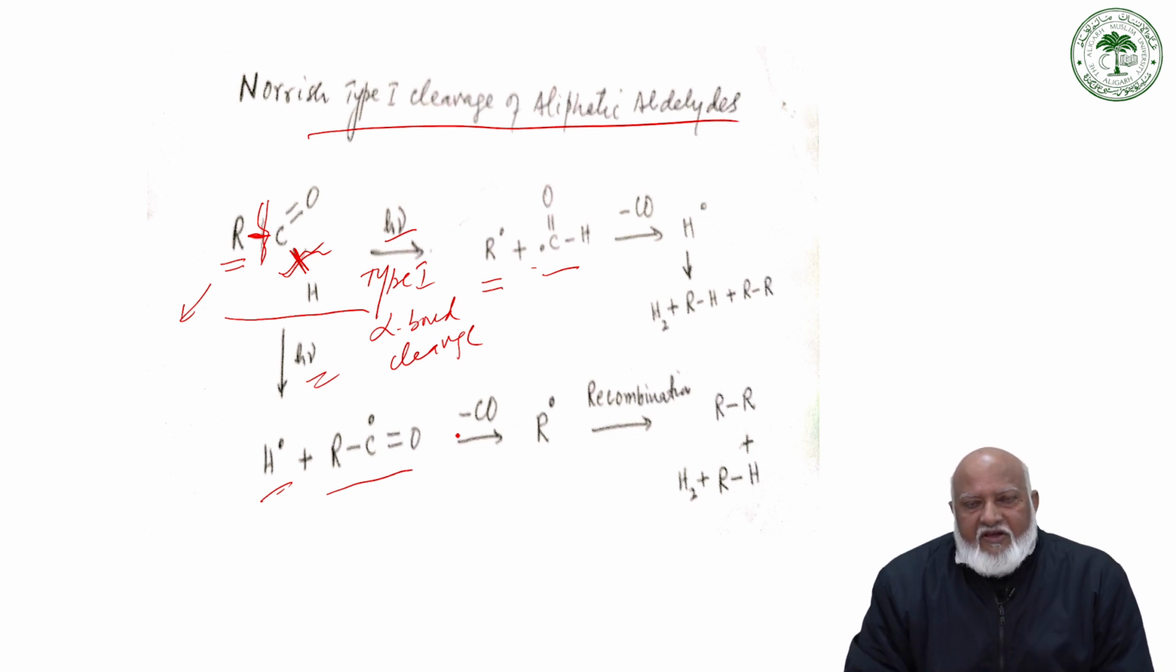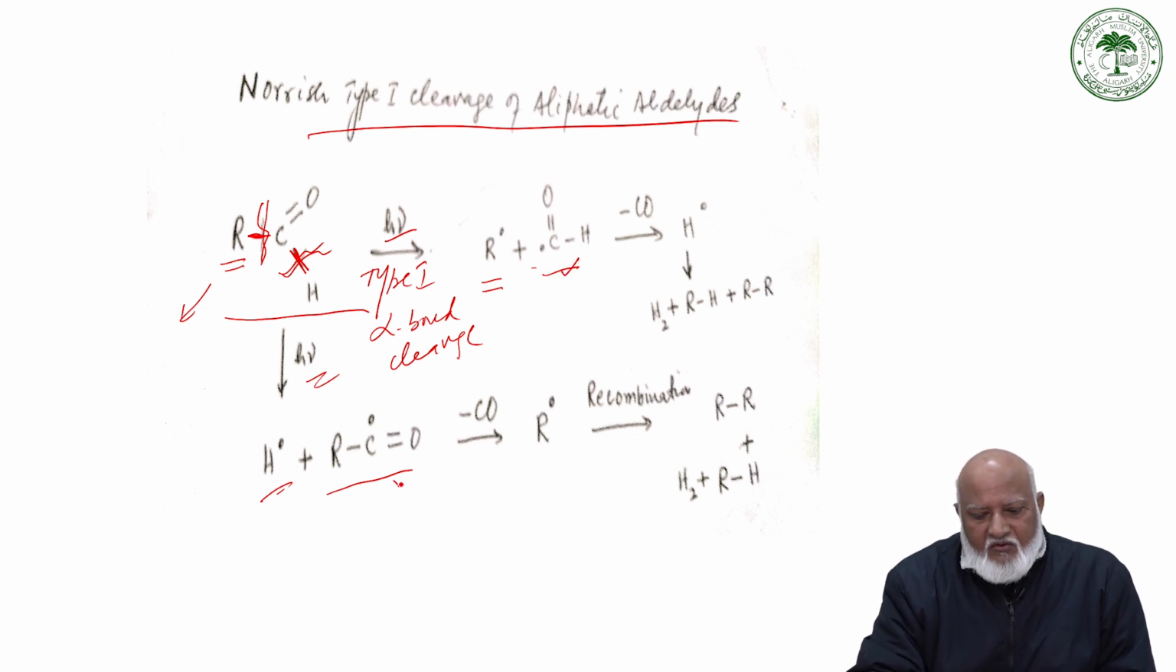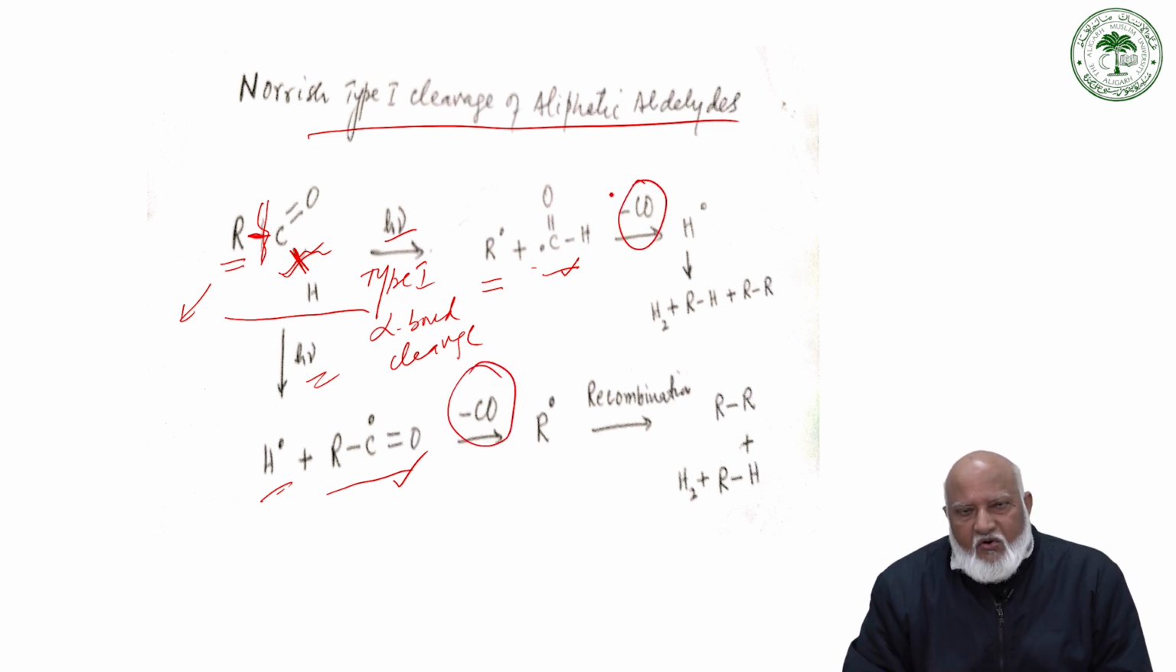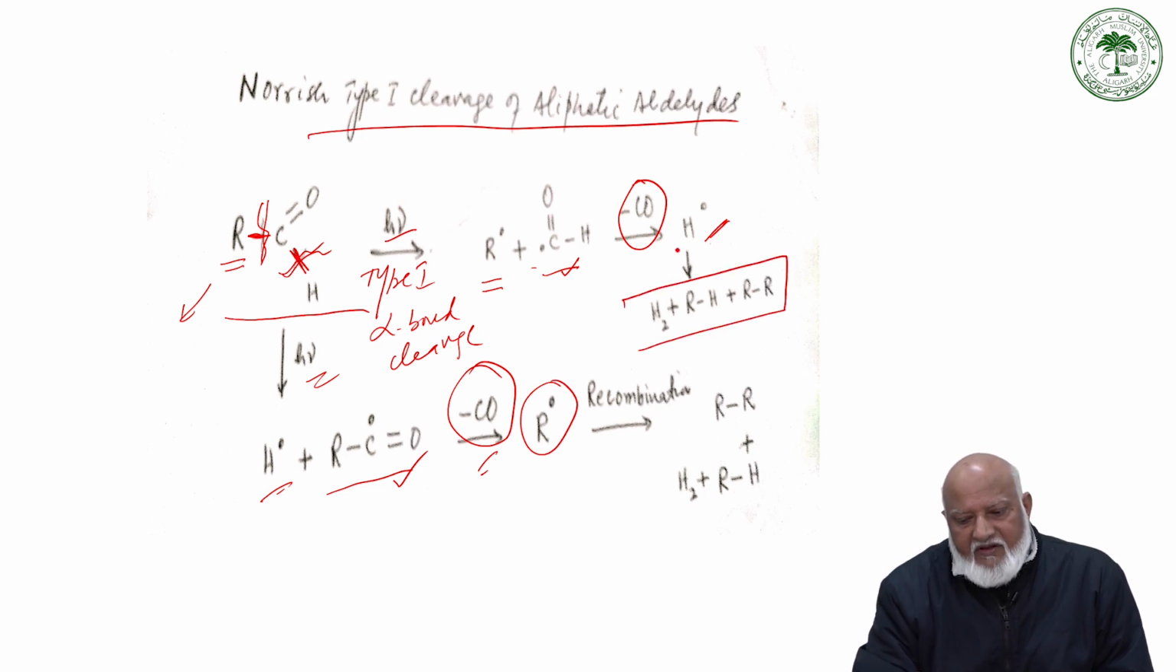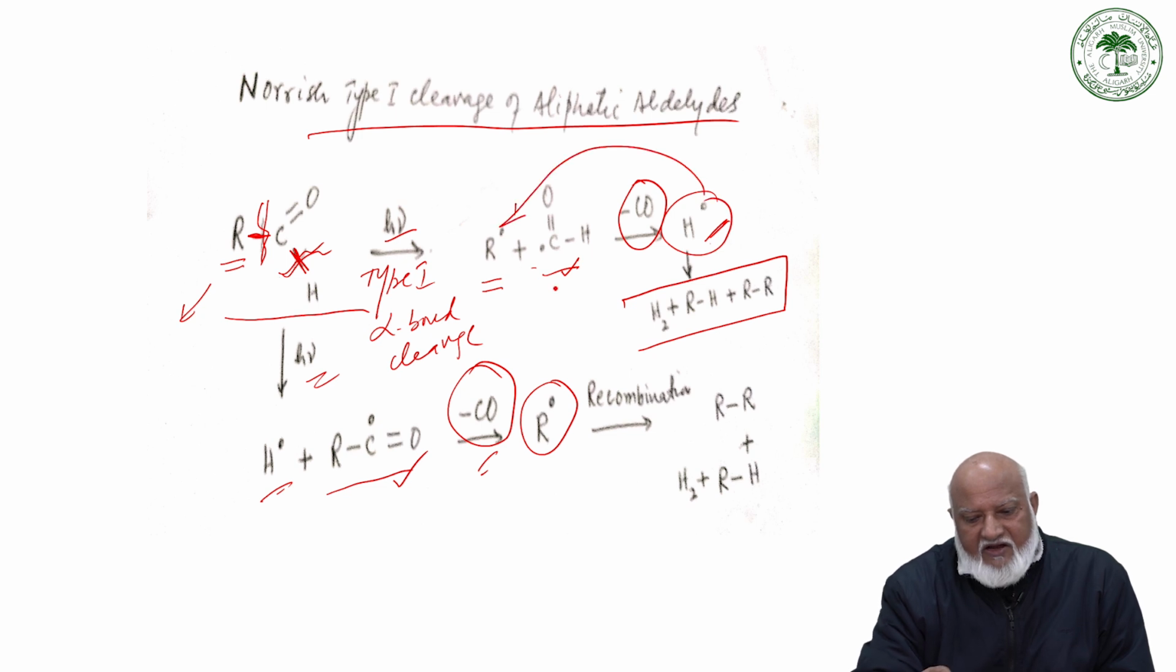So when we have an aldehyde, under photolytic condition, it undergoes alpha bond cleavage, which is known as Norrish type 1 reaction, to give you an acyl radical as one of the main intermediates. These acyl radicals are known to undergo very fast loss of carbon monoxide, CO, to give a hydrogen radical or an alkyl radical. This radical can then combine with R dot to give you RH.